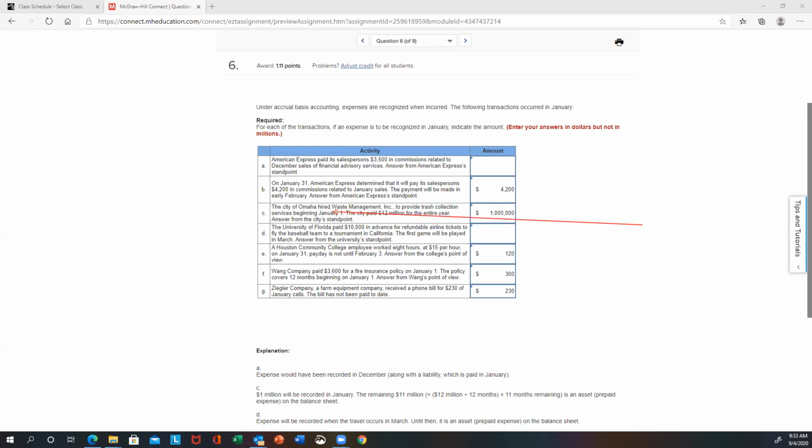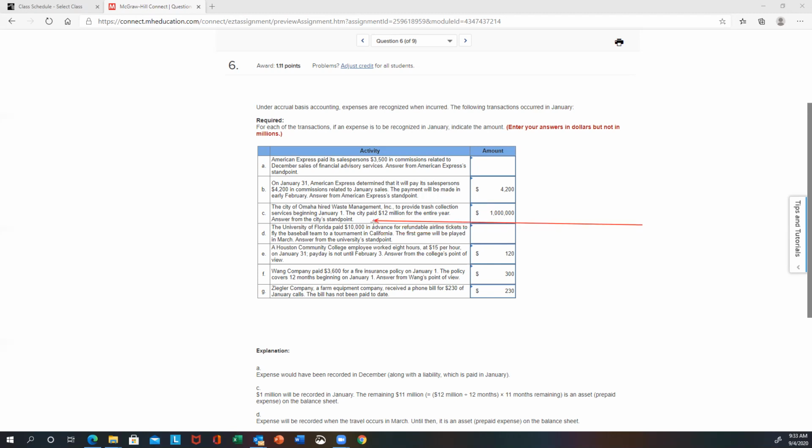Part C, the City of Omaha hired Waste Management to provide trash collection services. This is in January. They paid $12 million for the whole year. From their standpoint, you just take 12 million divided by 12. So every month, you can record an expense. So 12 over 12 would give you $1 million for the month of January. And then, of course, in the month of February, it'd be the same thing, another $1 million.